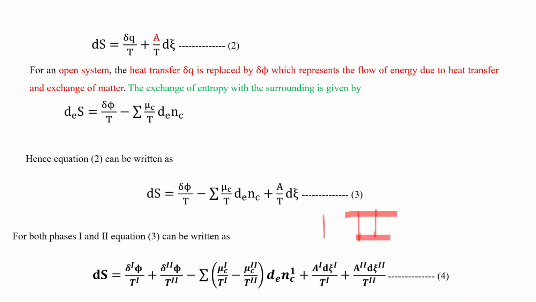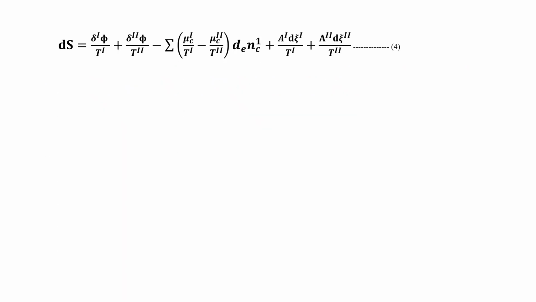So d e n c1, plus again the affinity. When we are discussing the system exchanging with the surrounding, we are considering the system as a single system. But when you are discussing the system alone, it will be having two phases, phase 1 and 2. So individually we have to write the affinity for both the phases. So you can see equation 4 is the expanded version of equation 3, which takes into consideration the two phases present in the system.